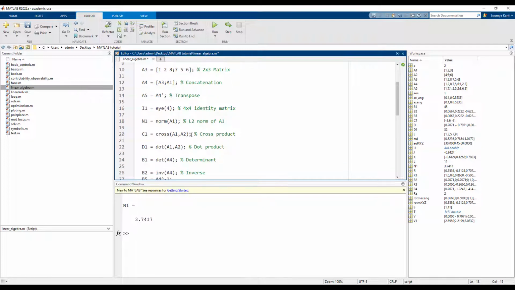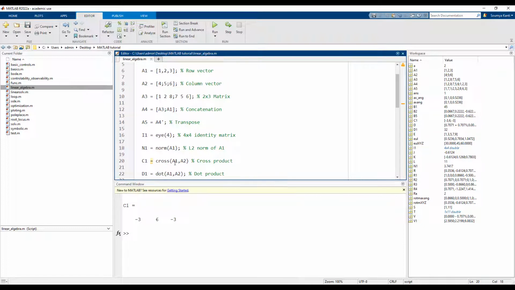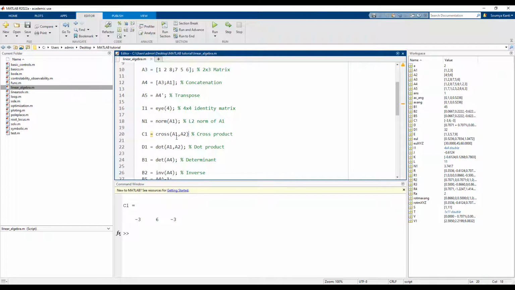So similarly, cross product. You can see that we are having the cross product of A1 and A2. So even though one of them is a row vector and one of them is a column vector, it can manage. And please be mindful that in cross product the order of multiplication matters. So A cross B is minus B cross A. And similarly dot product. So you can see that it does the dot product for you.